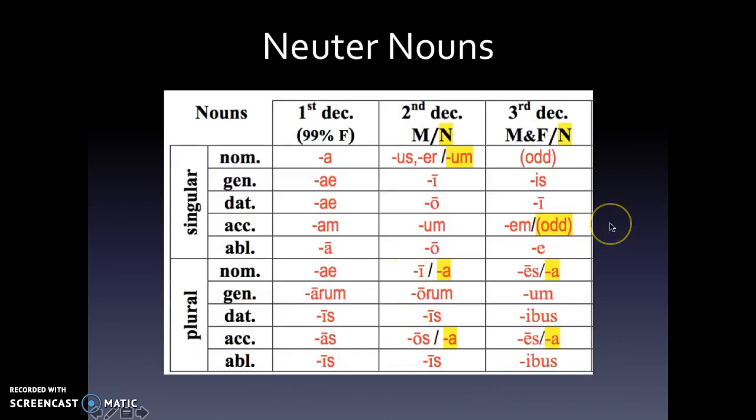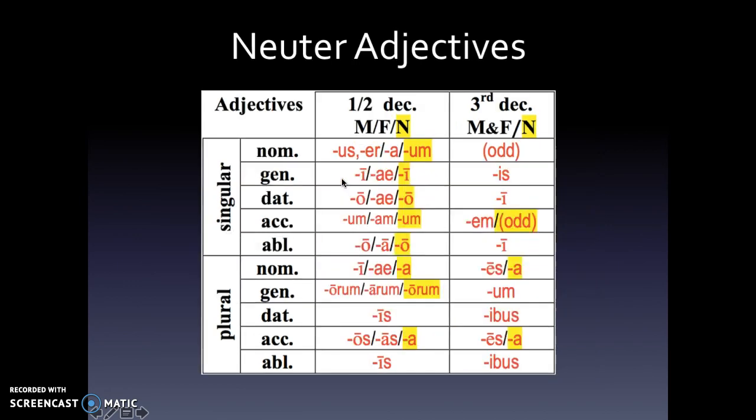And here are the neuter endings. Again, this should look very familiar. For the second declension, there's a backslash because second declension consists of both masculine and neuter. Anything on the left side of the backslash is masculine. Anything on the right side of the backslash is neuter. If there is no backslash, that means it's the same. And then over here, we have all three genders. So if it's on the left side of the backslash, it's masculine or feminine. If it's on the right side, it's neuter. If there is no backslash, then they are the same. And there are no neuters in the first declension.